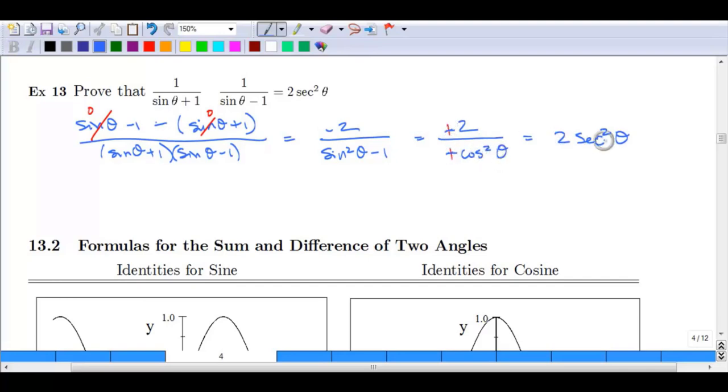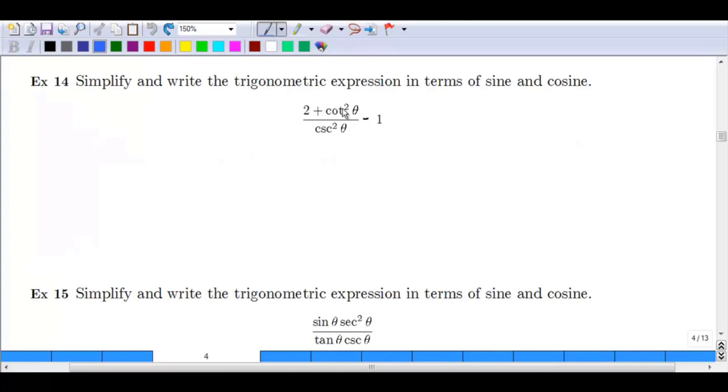1 over cosine is secant. We're going to look at a few more examples here, and these are trying to get us to simplify things in terms of sine and cosine. We're not setting them equal, trying to prove something in this case. We're actually just trying to simplify.